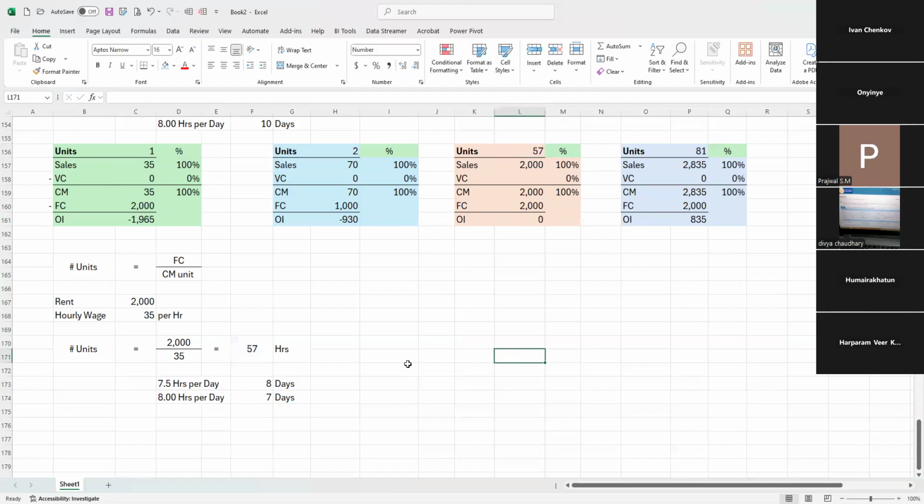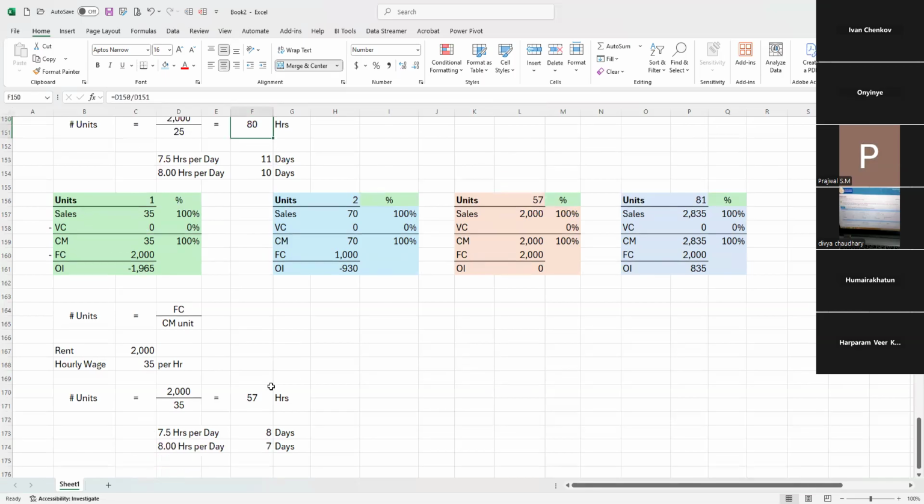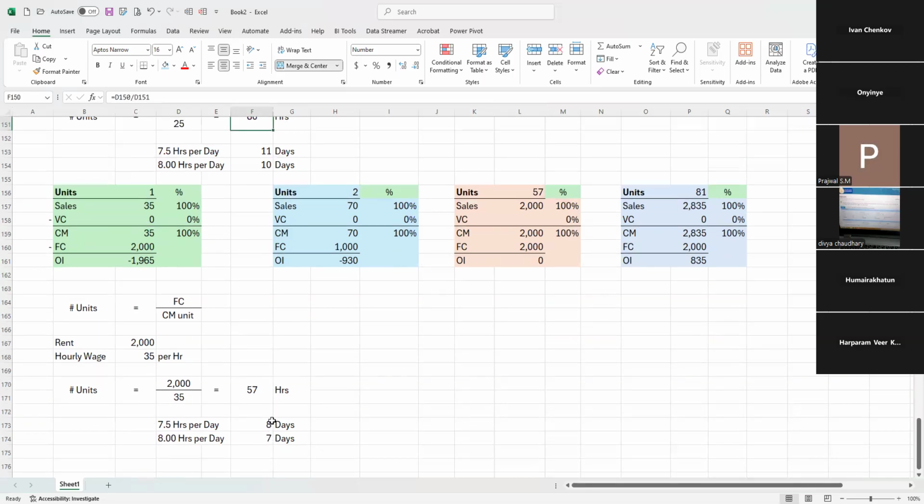57 point something. If your rate goes to $35 per hour, you now need to work only 57 hours compared to 80 hours. How many days are you saving? In total, you're saving 3 days. Make sense?